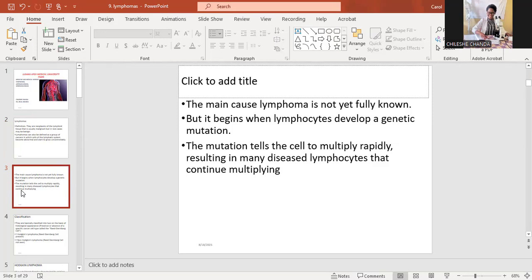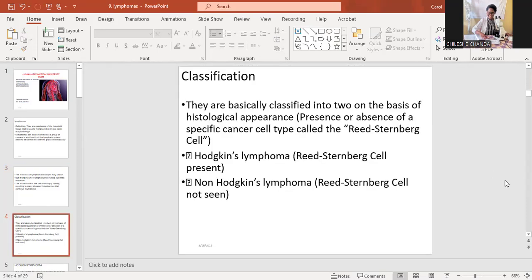It begins with lymphocytes. When lymphocytes develop a genetic mutation, the mutation tells the cell to multiply rapidly. When they multiply rapidly, they result in many diseased lymphocytes. Lymphocytes are a group of white blood cells. When there is increased multiplication of these lymphocytes, the patient develops what is known as lymphoma.